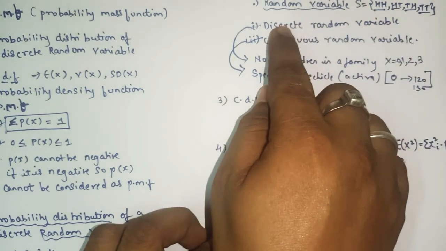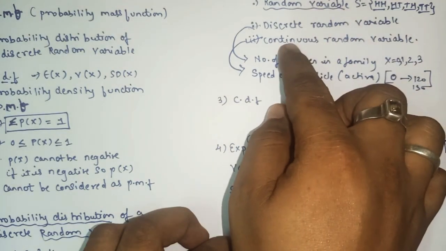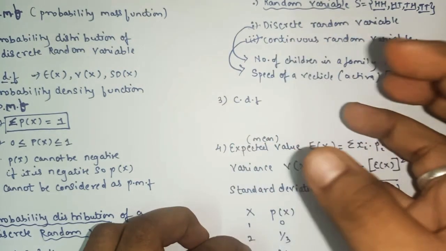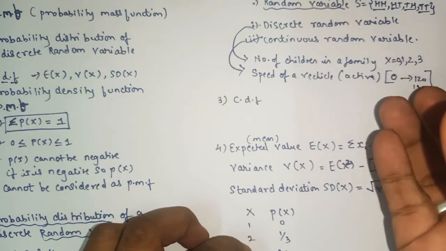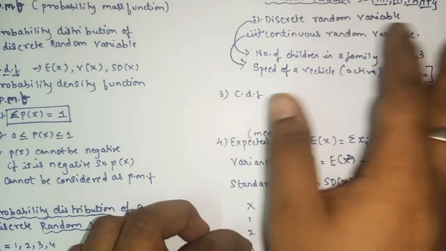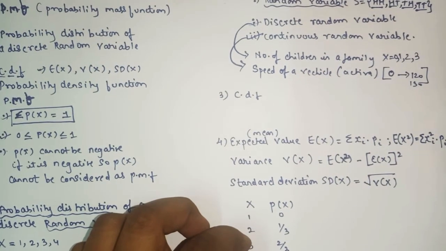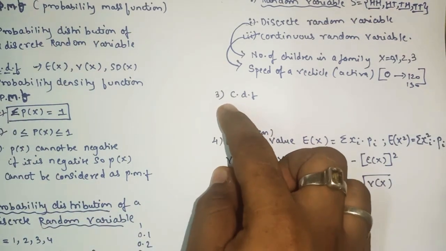In simple language, discrete means what? Which we can count. Continuous means what? The real value will lie in a given interval. Okay, a certain interval, a certain range. Understood? So now we'll see the next part, that is CDF.